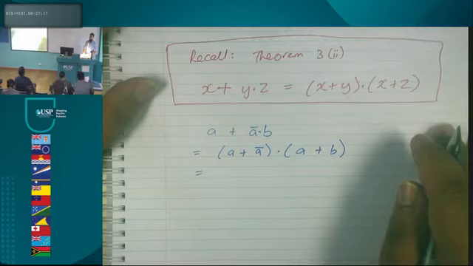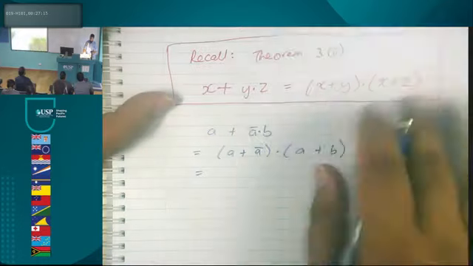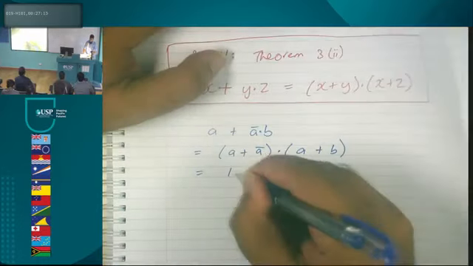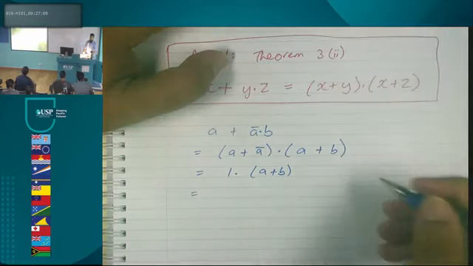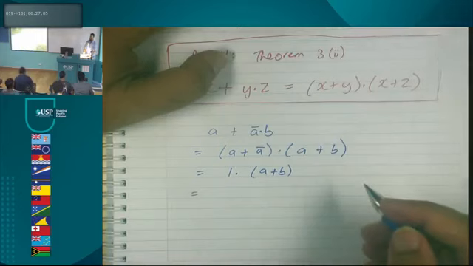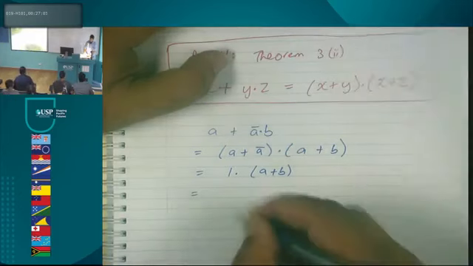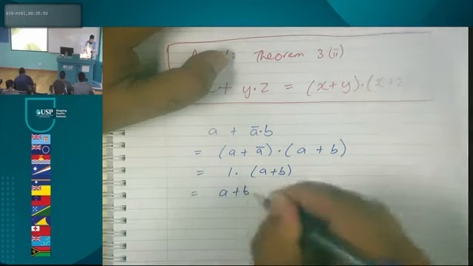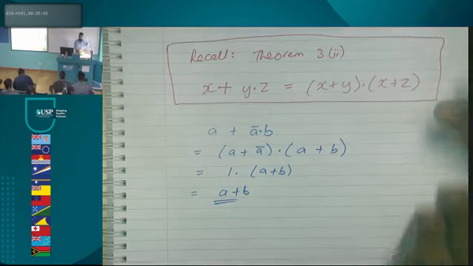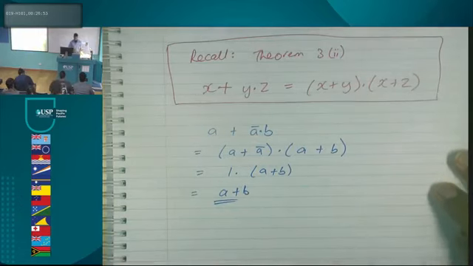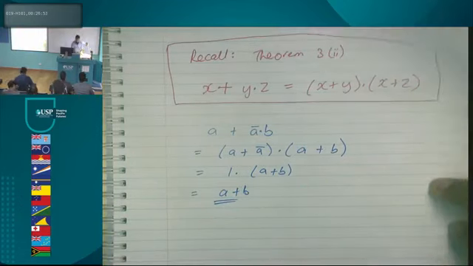A or A bar equals what? 1. Right? Now, 1 anded with anything gives you, according to the rules of identity, the same thing. And that's our answer. Set. Okay? Let's now have a look at another one.